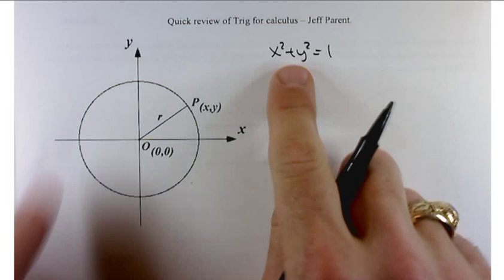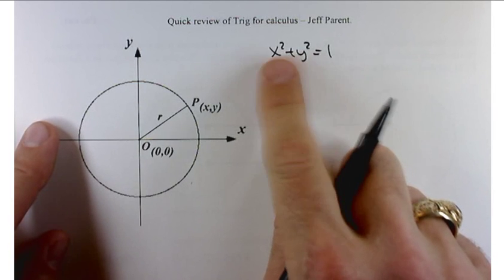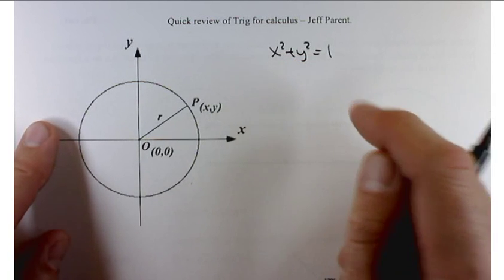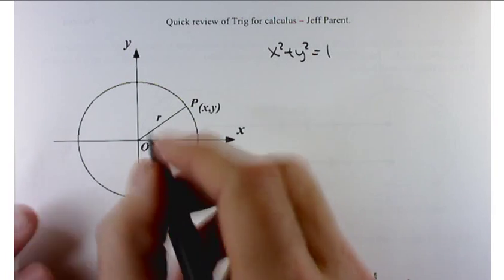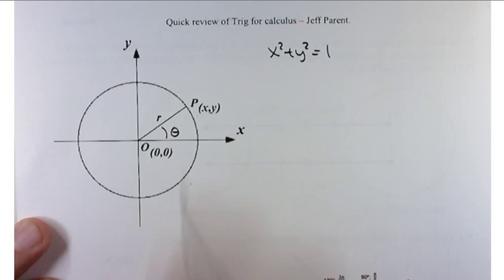What's the center of this circle? 0, 0. What's its radius? 1. So it has a radius of 1. Ergo, we call it the unit circle. Now, let's draw a few things on this circle. I'm going to label that angle theta.